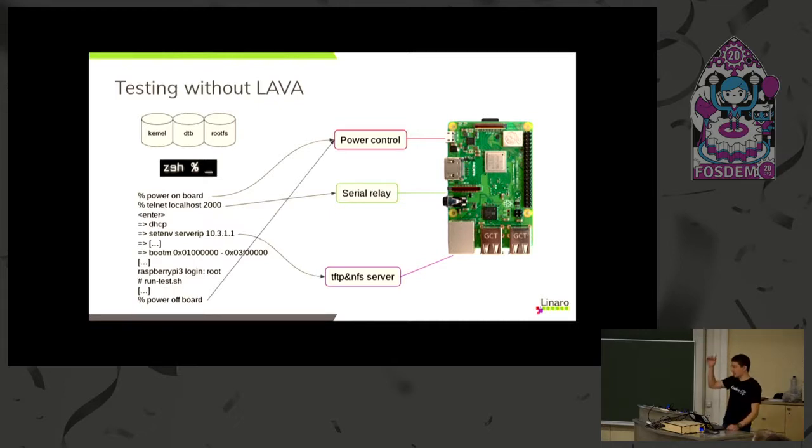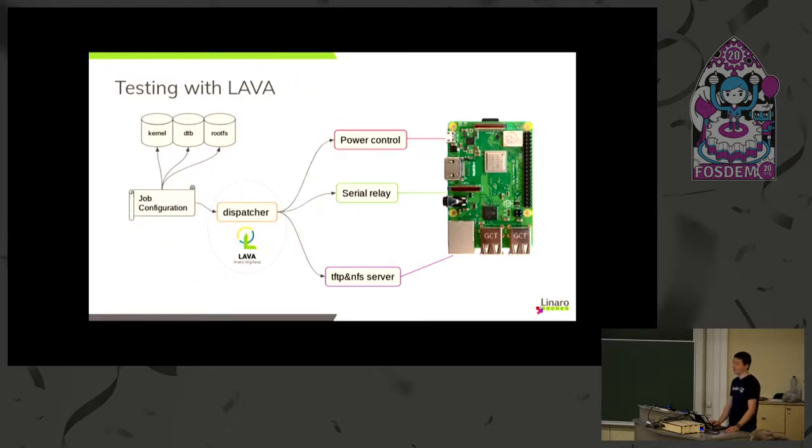You will see the Linux booting. You will try to see if there are errors in the middle. Then you have to log in using a username and password. Then you inject the test that you want to run on your board. You run the test, you collect the results, and you power off the board. That's a lot of steps, and that's not really fun to do when you have to do that 10,000 times a day. So what Lava will do, it will do that for you.